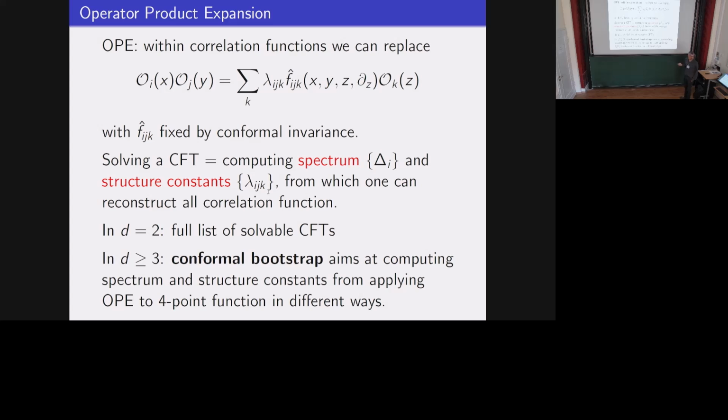Anyway, can you quickly say what you mean by full list of solvable CFTs? No, also here I want to be vague. I mean, there is a list. So, for instance, those with c smaller than 1 have been completely constructed, and there are others. Okay, there is a fairly complete list, or in some regimes, you know. In some regimes, exactly.